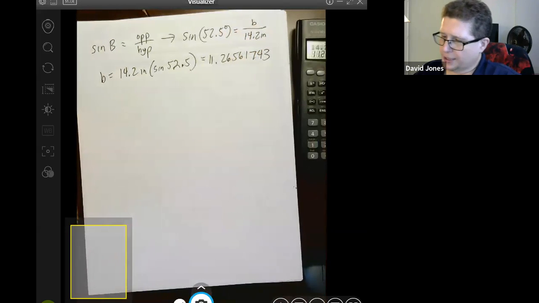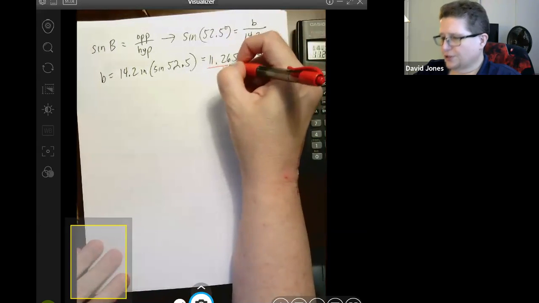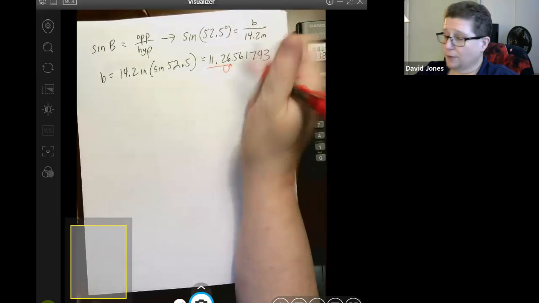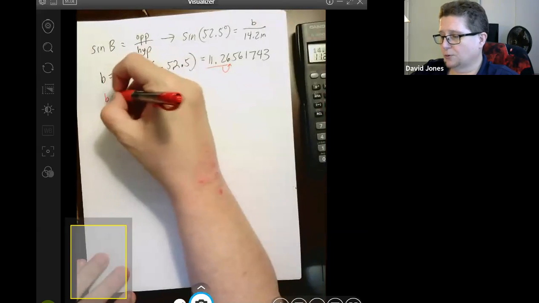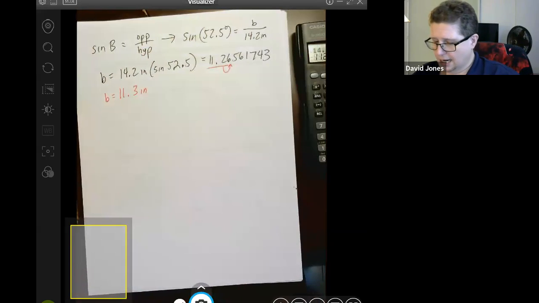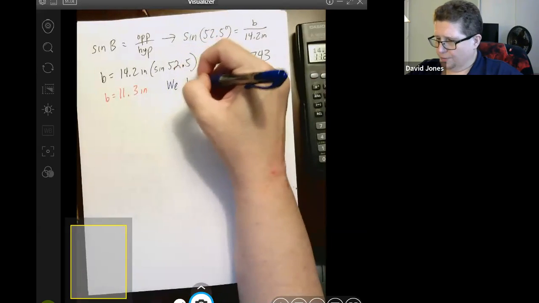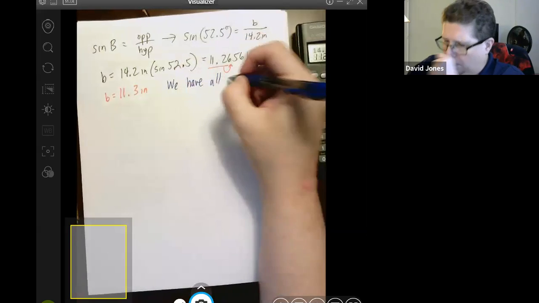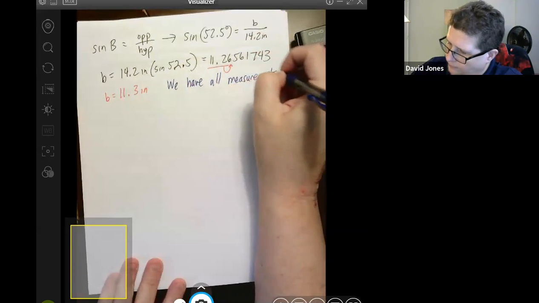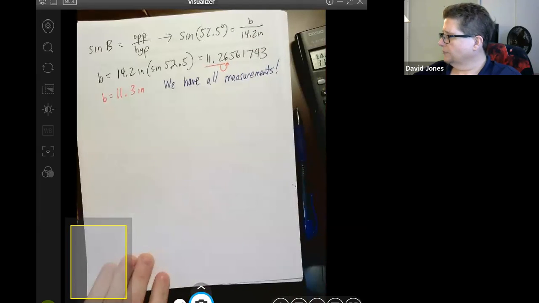We're going to 3 significant digits. Those 3, we look to the number to the right. Do we round up or not? 5 or greater, we round up. So B equals 11.3 inches. And we're done. We have all the measurements. All right.